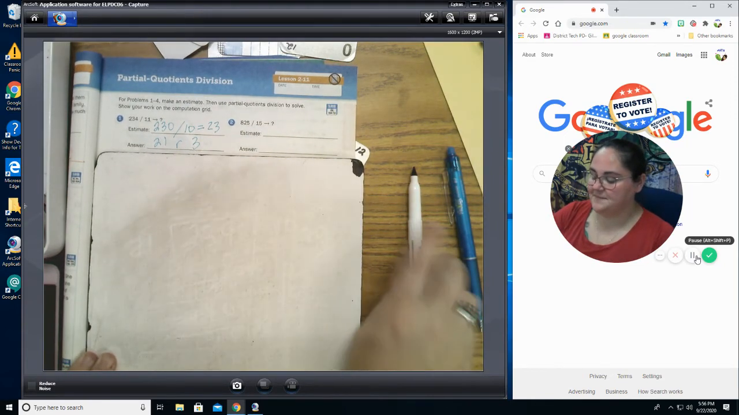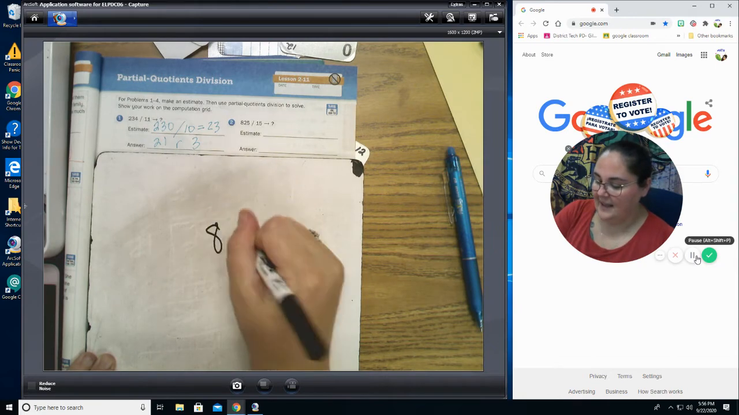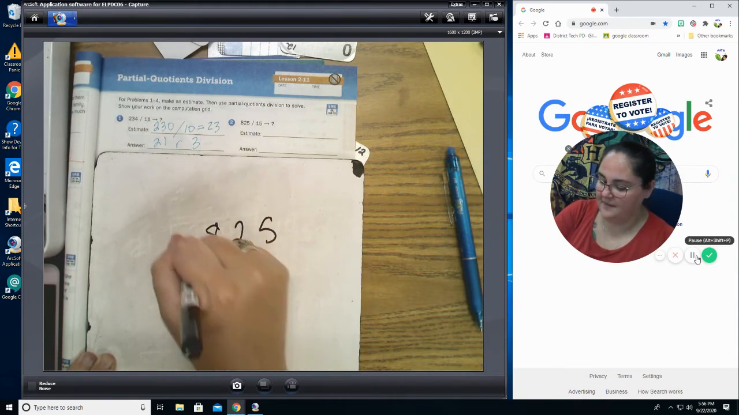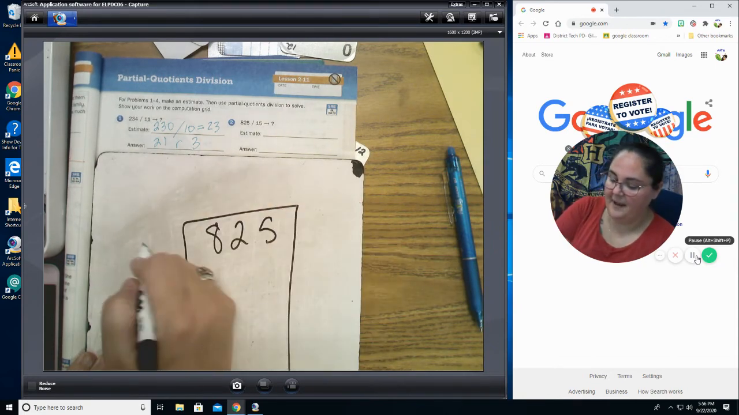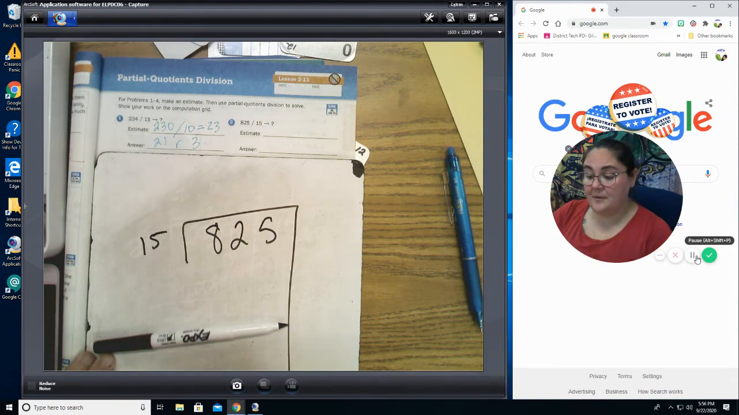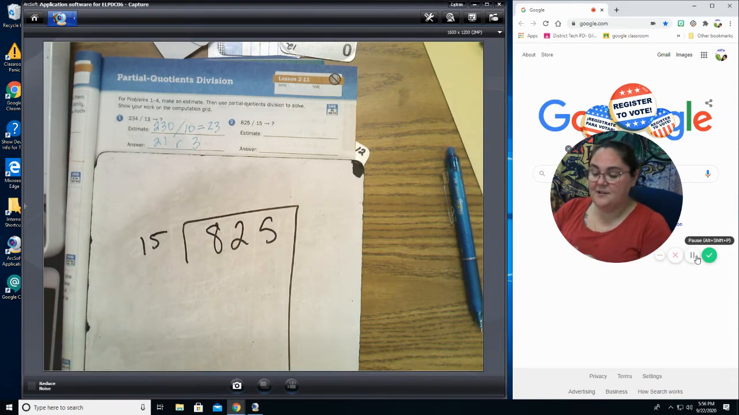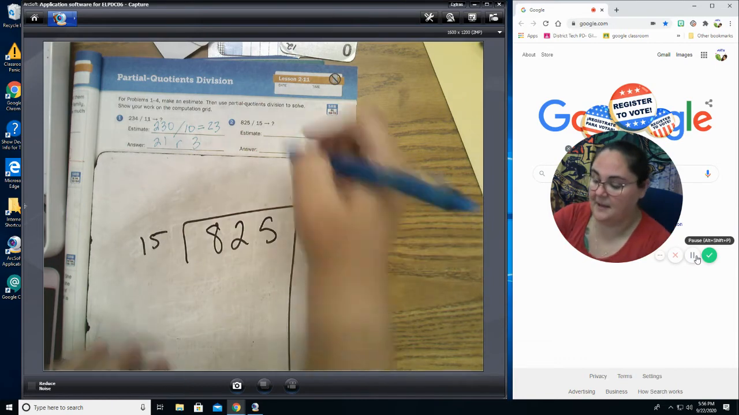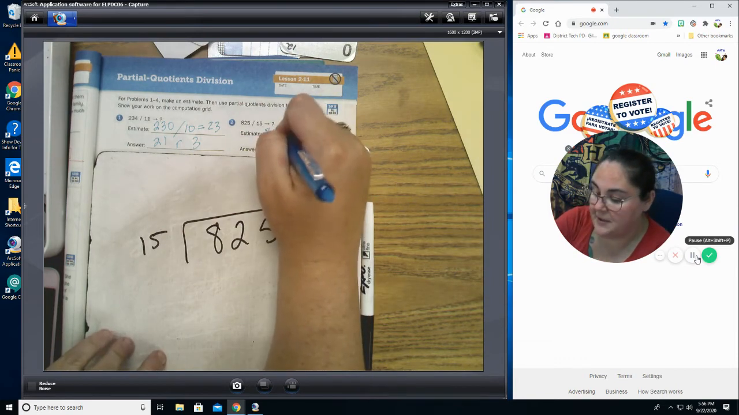Let's try another one. 825 divided by 15. Now I'm going to start with my estimate. 825, again, I'm going to make it easy. I'm going to say it's about 800.